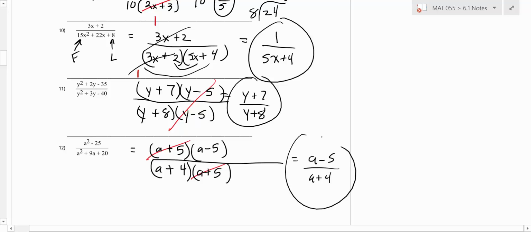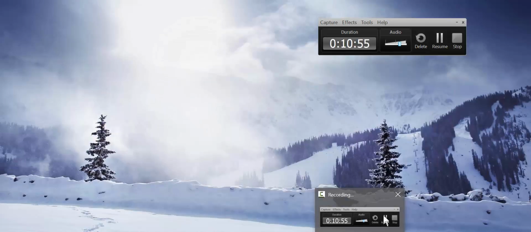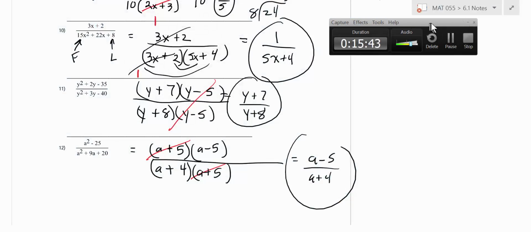Okay? All right. So the key thing is get your factoring under control, and then you'll be able to do this pretty effectively on this section, okay? I'll leave this up here for a second, too, if you need to get that copied.